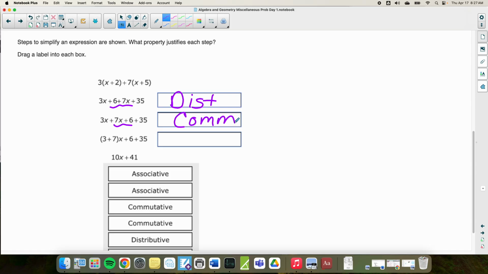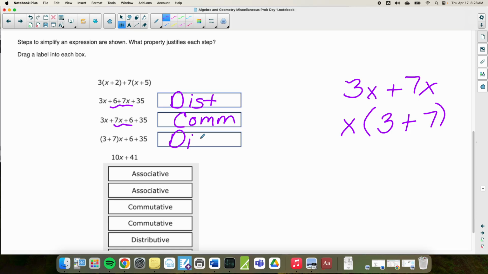I don't know if you guys have done this much in algebra, but did you last year do like factoring out an x? Do you remember that? If there's an x in each of them, you can take that x out, and then you think x times what gives you 3x, that's 3. X times what gives you 7x, that's 7. So when you go from here to here, okay, that's distributive again, but it's kind of the backwards distributive property. Okay.